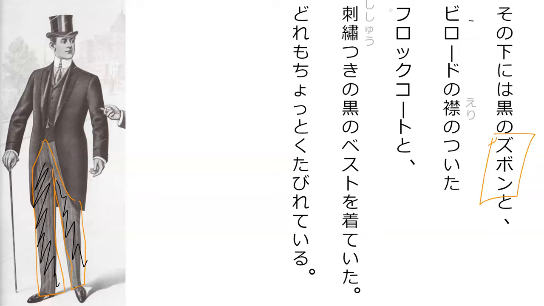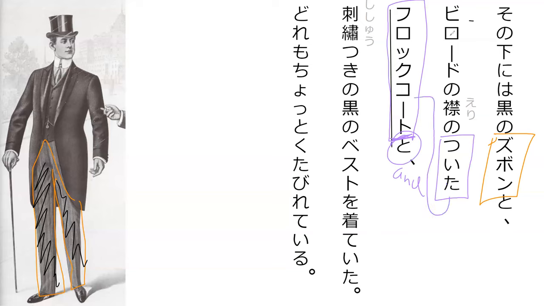Let's see, our next thing is a frog coat. What do we know about the frog coat? So to means and in here. So this means this right here, frog coat, is its own thing. This thing right here is a verb, tsuita. So we know that this right here must be modifying the frog coat. So what we know about the frog coat is that biro no eri no tsuita.